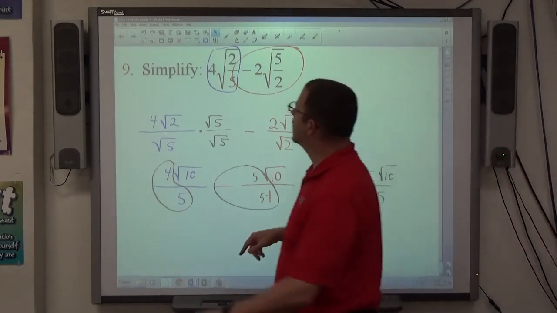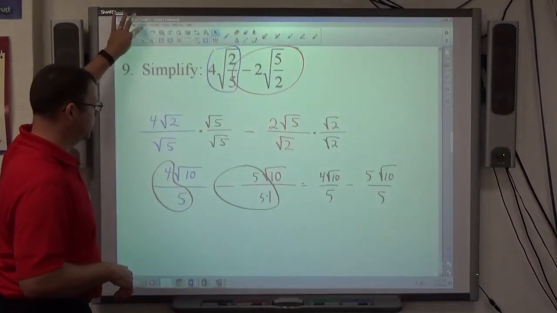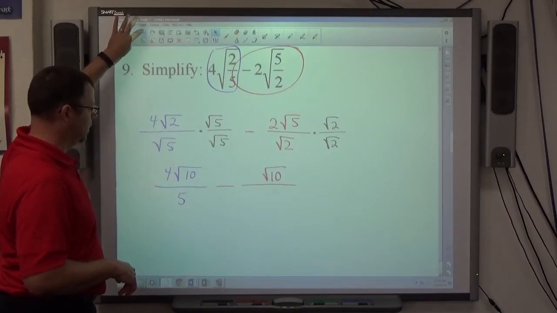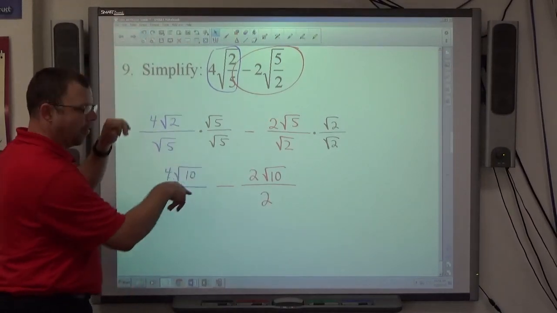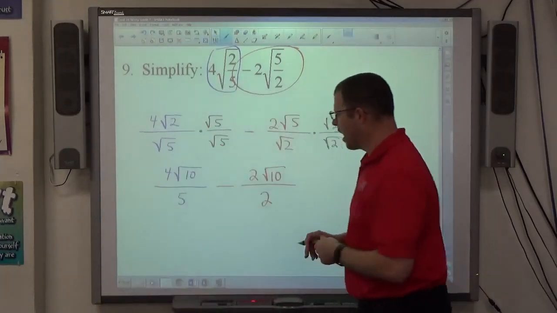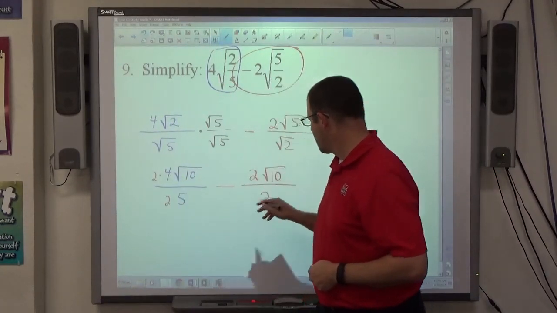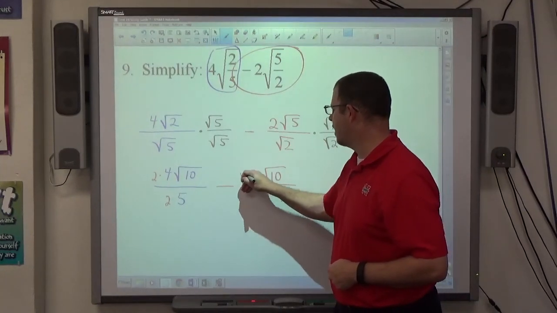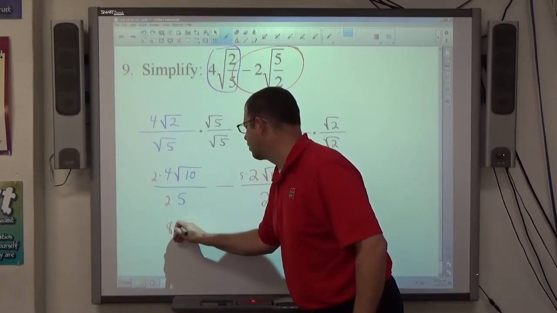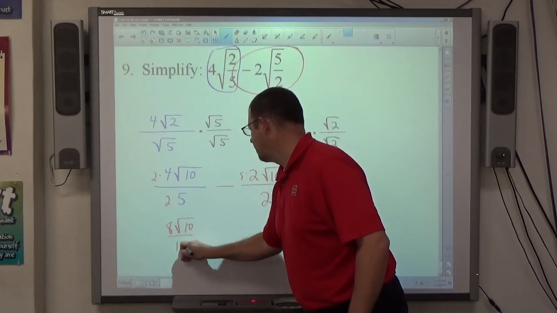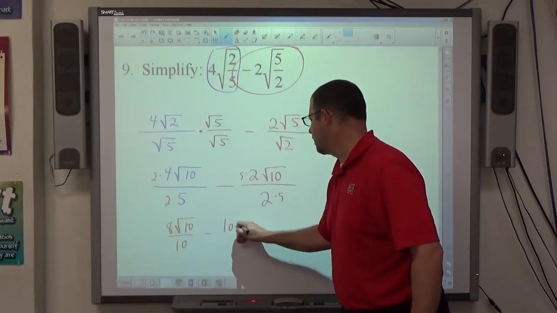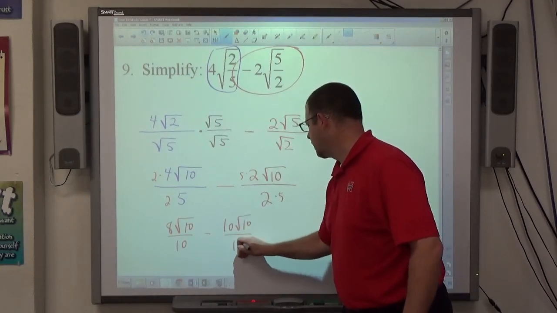Had we gone all the way back to this point here and not noticed that those 2's cancel, at this point the common denominator is 10, so this needs a times 2, this needs a times 2, this needs a times 5, this needs a times 5. If we did that, that gets me 8 times the square root of 10 over 10. This gets me minus 10 times the square root of 10 over 10. Again, we're still at the same point.